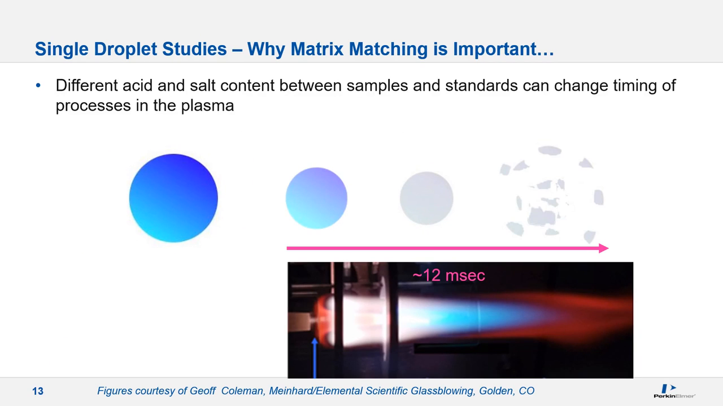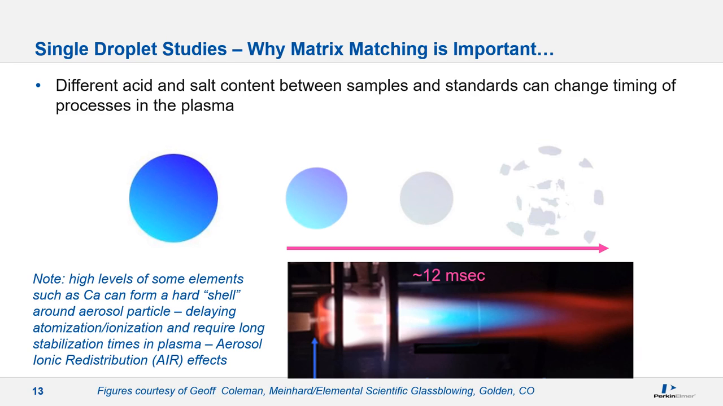These single droplet studies have shown us, over the years since ICP was developed as an analytical technique, that different acid and salt content can change the timing of these processes occurring in the plasma. Not only is concentration important, but also identity. High levels of some elements, such as calcium, can form a very resistant hard shell around the aerosol particles. This delays the atomization and ionization processes, which results in a long stabilization time being required in the plasma. And remember, you typically only have about 12 milliseconds for all of these processes to occur in the plasma.